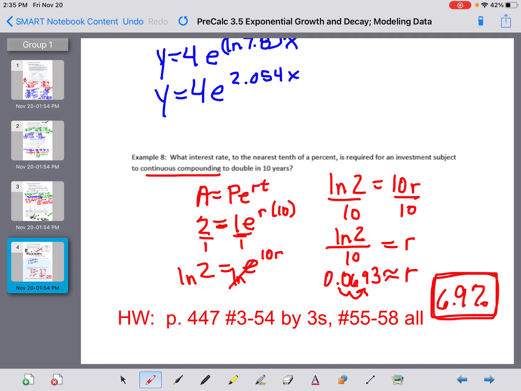So practice, page 447, I suggest 3 through 54 by 3s, 55 through 58 all. You know what you need to practice and get proficient in it. Not practicing means you will not be proficient, and that next test will be really hard. So please practice.